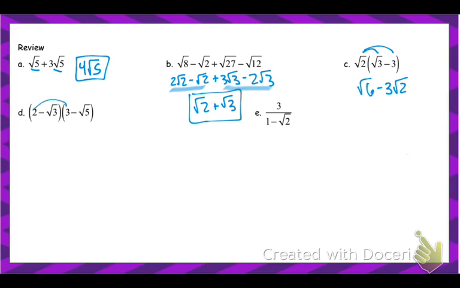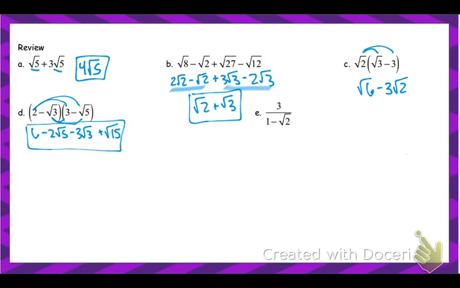All right, let's look over here. Foiling. So 2 times 3 is 6. 2 times a negative root 5 would be a negative 2 root 5. This becomes minus 3 root 3. And this becomes plus the square root of 15. None of those can be simplified. None of those can be combined together. So that's as far as we can go.